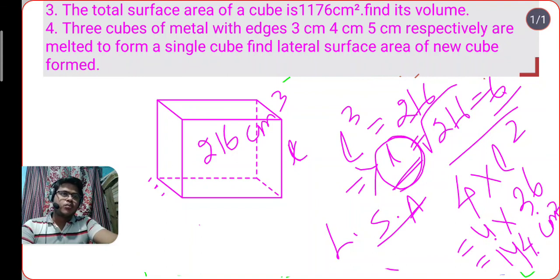I hope all of you understood this clearly. In the next phase we will study the cuboid, then cylinder, then cone. All these things we will study in the next class.